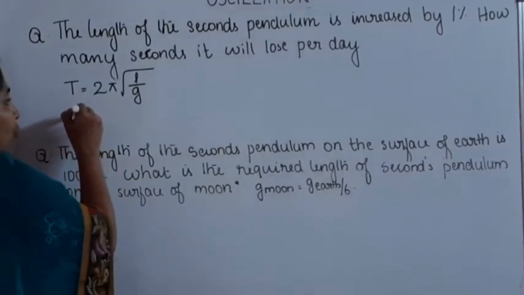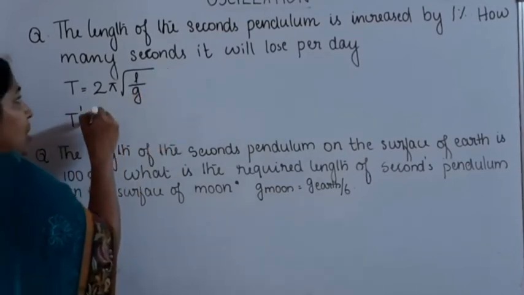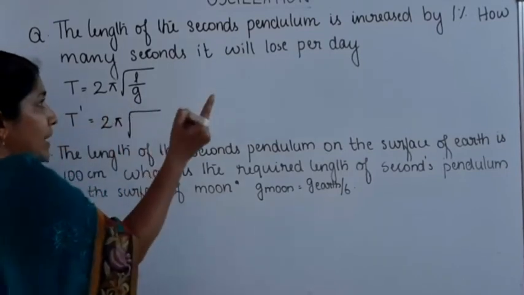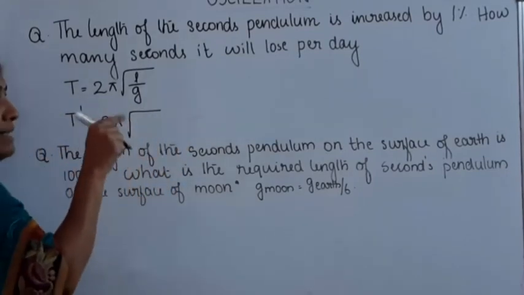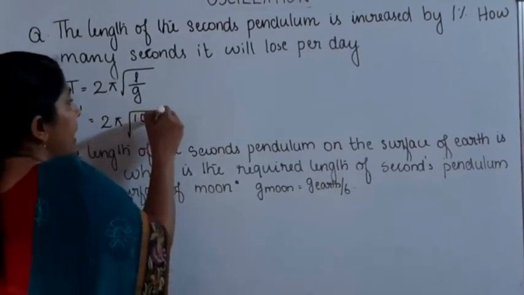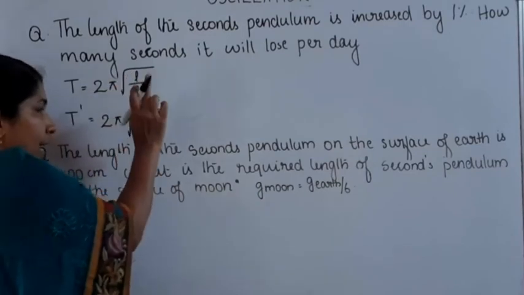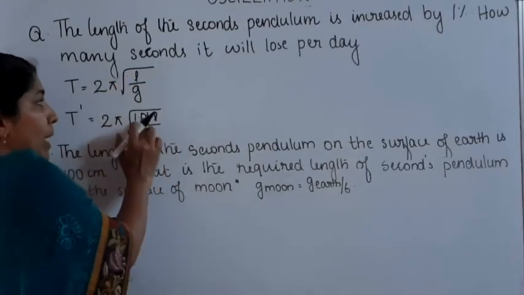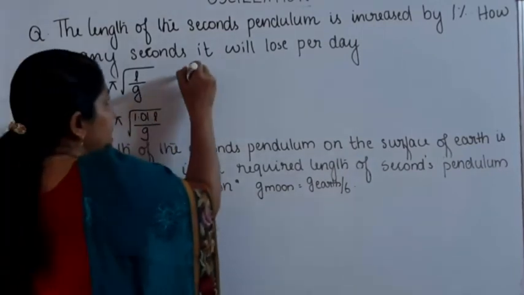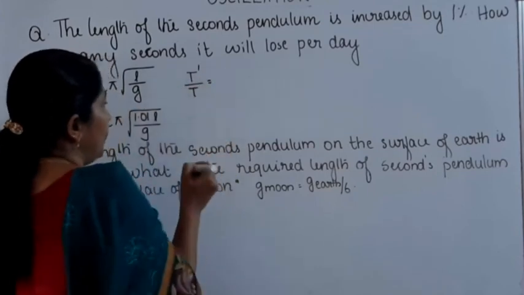When the length of the pendulum is increased by 1%, T' is equal to 2π root of, 1% increase means 0.01 increase, that is 1.01 L divided by g. If the initial length is 1 L, the new length is equal to 1.01 L. This is the equation.